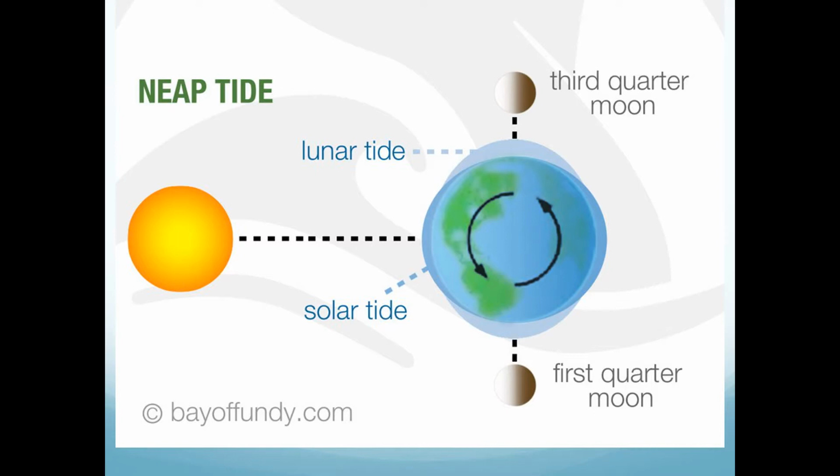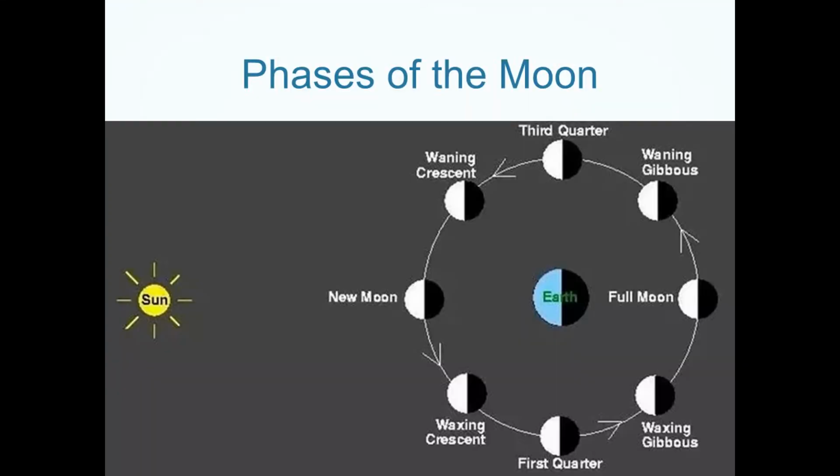Now let's look at the phases of the moon, because this will determine what type of tide you have. So you can see if the moon is in between the sun and the earth, you have your new moon, and your full moon is just the opposite side. You've got your third quarter and your first quarter, so those are your neap tides. And then in between, you have different phases. So in between new moon and third quarter, you have your waning crescent.